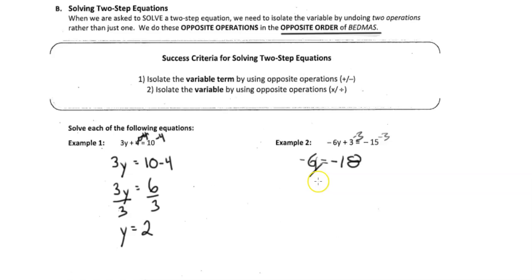Okay, now y is being multiplied by negative 6. So what do you want to do to both sides? Divide. Yep. Divide by what? Negative 6. Yes. So now you get y equals? That becomes positive? Yep. Negative divided by negative is positive.